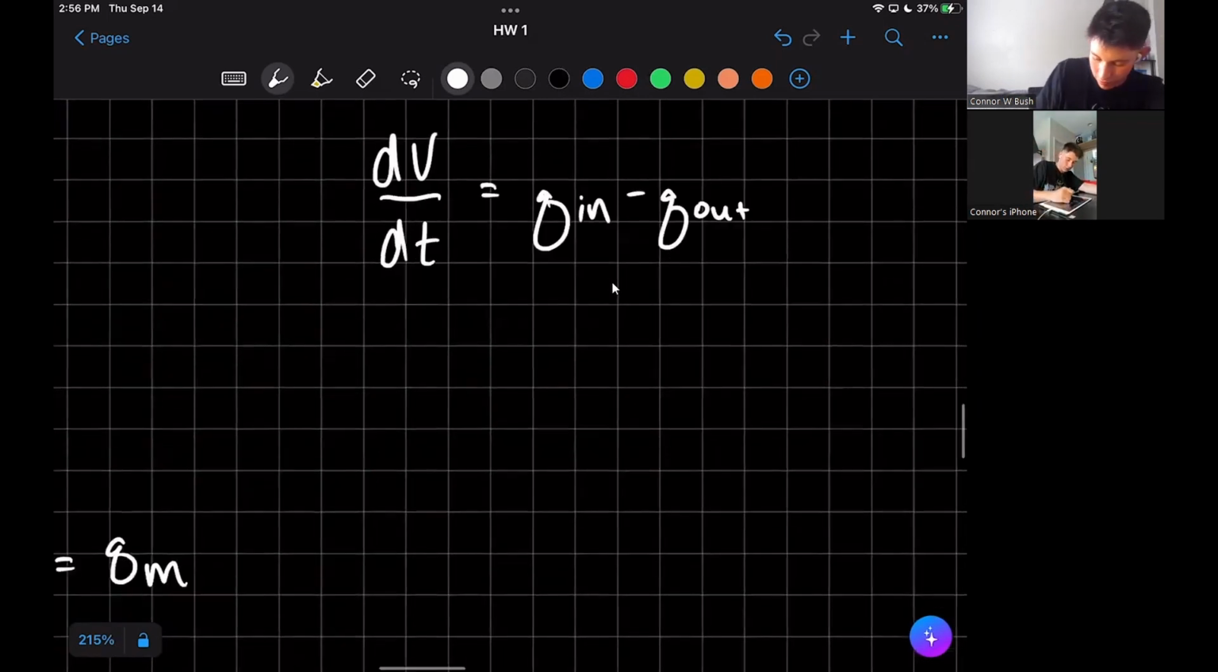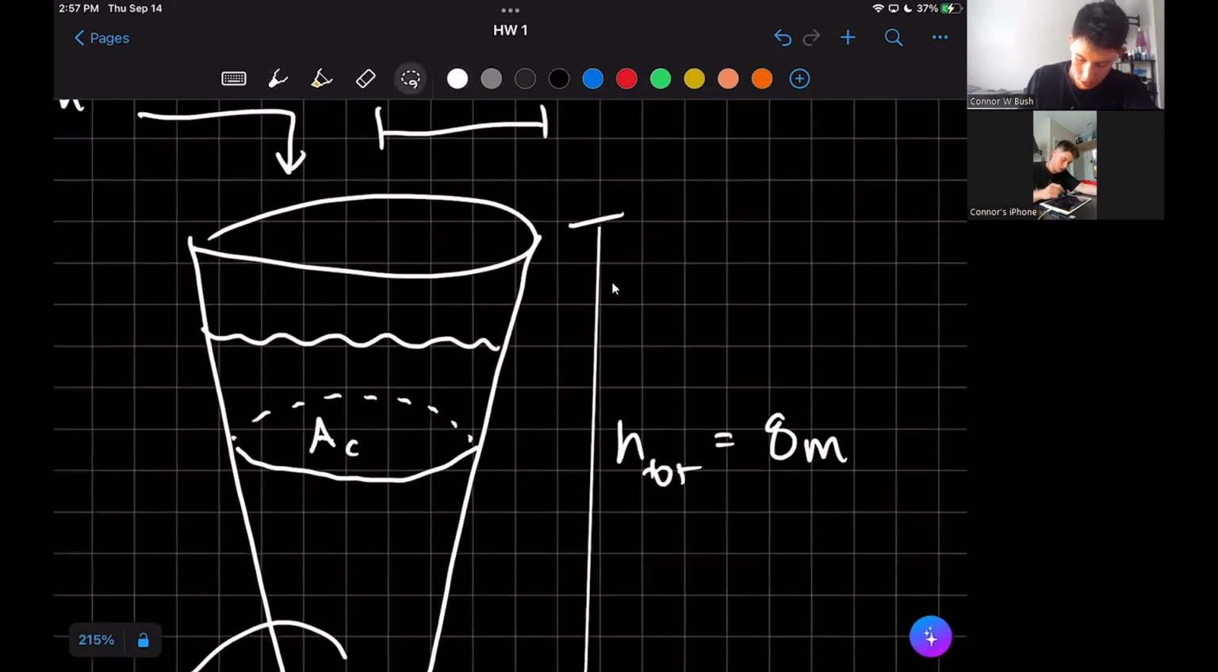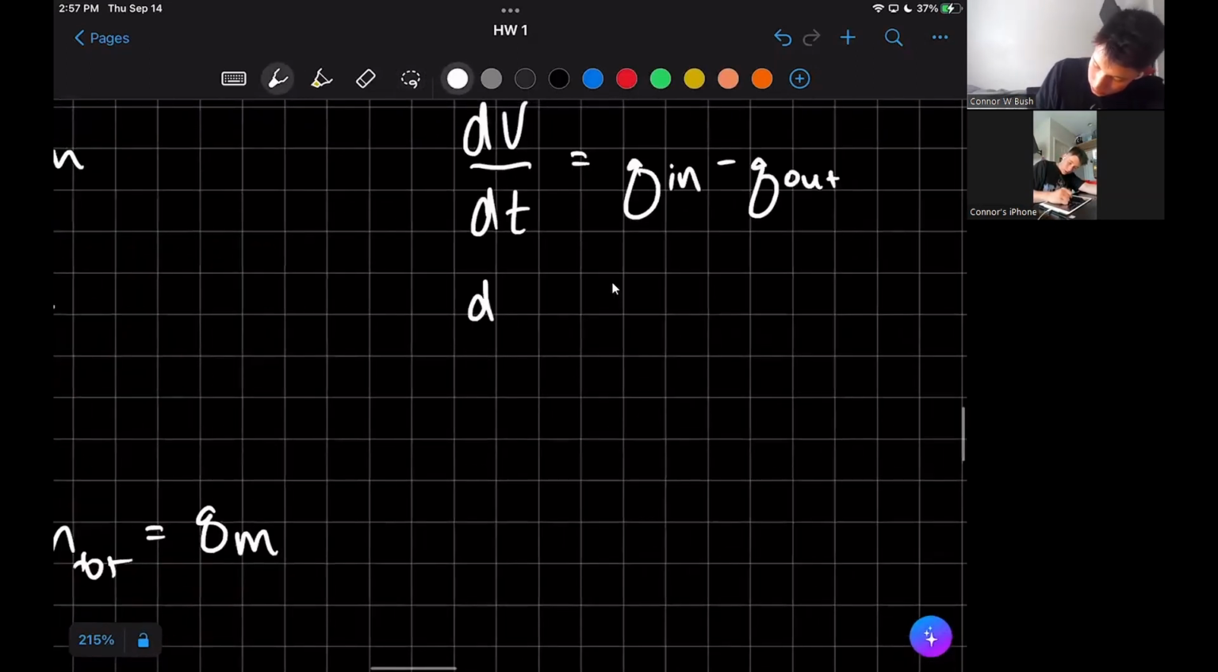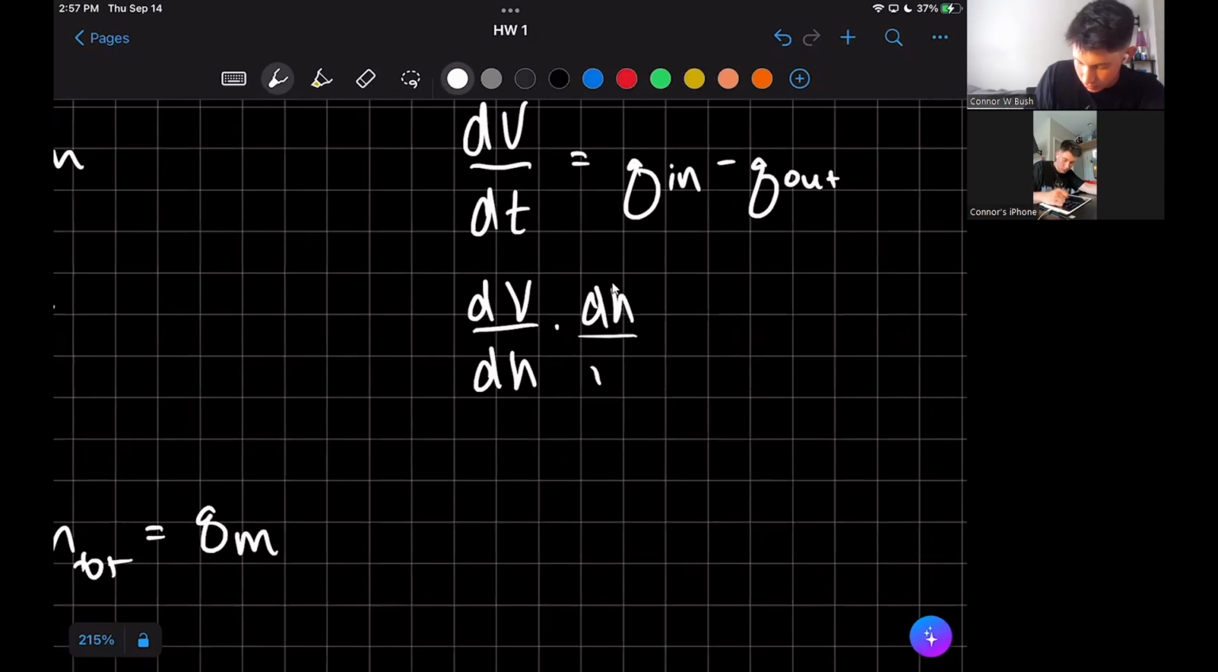We know also that volume equals some area times the height. So we are looking at a changing cross-sectional area of the conical tank here. I just expressed that at some height. We are looking at a cross-sectional area here. So that will be changing with respect to height. So we can say the change in volume with respect to height multiplied by the change in height with respect to time is equal to dV dt.